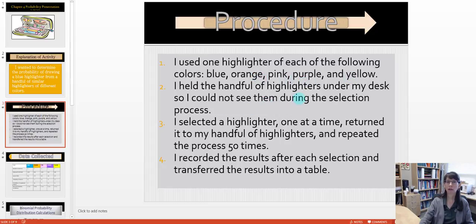I held the handful of highlighters under my desk so I couldn't see them during the selection process. I selected a highlighter one at a time and returned it to my handful of highlighters and repeated this process 50 times. I recorded the results after each selection and transferred the results into a table.